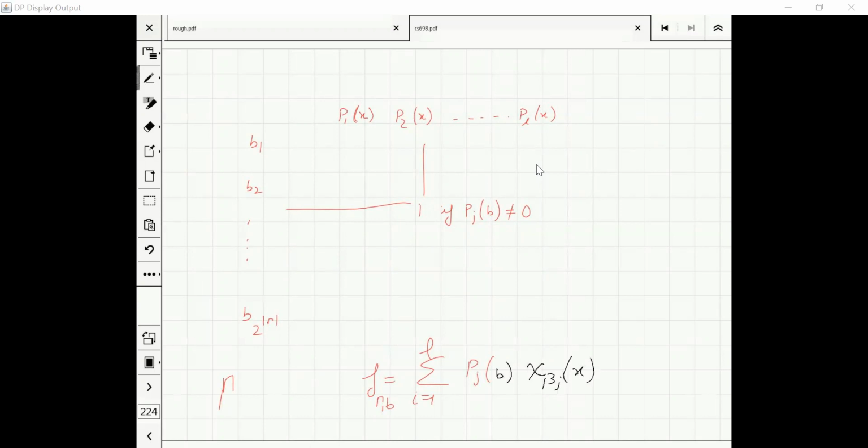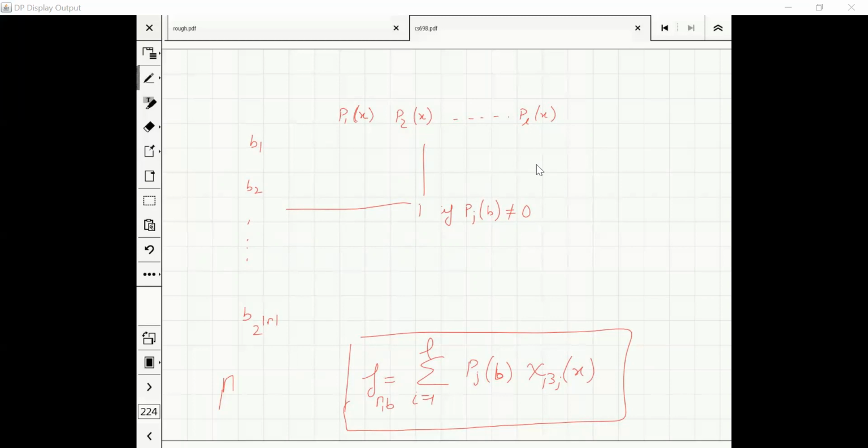Right? So I had L equivalence classes, and then my function looks like this. This is something which we had seen. This Pj is the polynomial which clubs together all the parities which were in the same equivalence class.